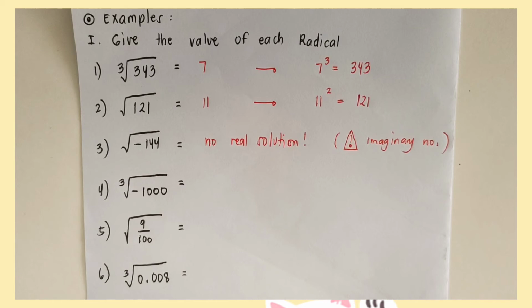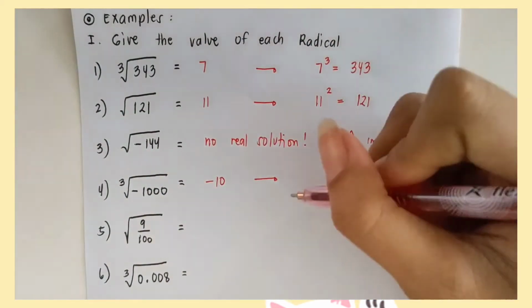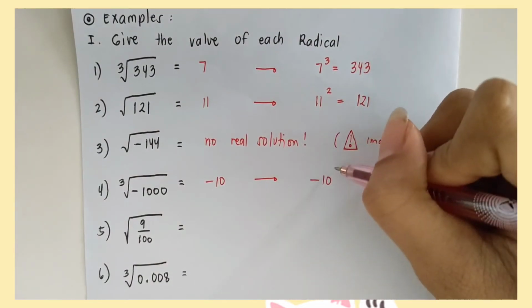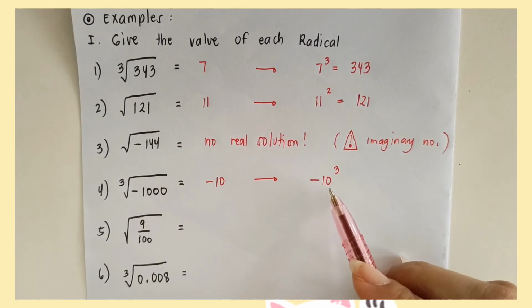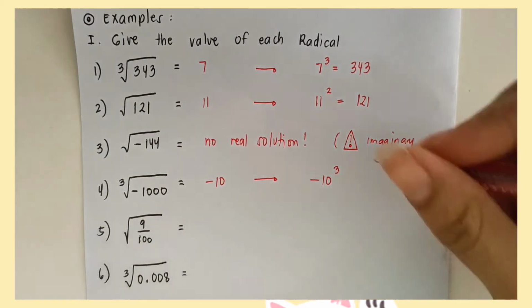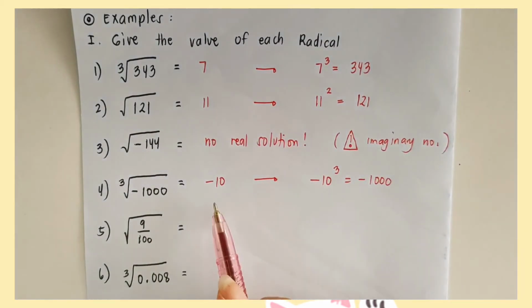How about number 4, the cube root of negative 1000? The answer is, very good, negative 10. Why negative 10? Because when negative 10 is raised to 3, or cubed, negative 10 cubed is equal to negative 1000. So negative 10 is our answer.